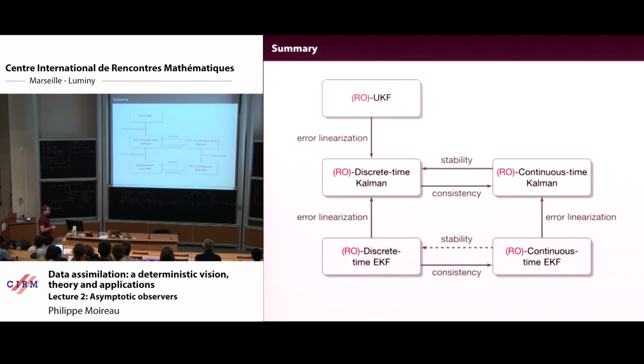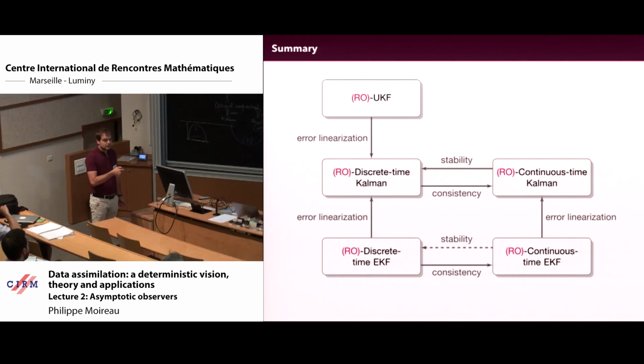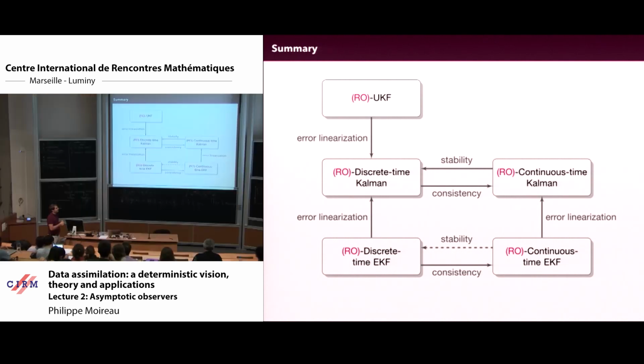So if this guy converges, this guy will converge. Okay, no, I rephrase. If you can prove by error linearization that this guy converges, then this guy will also converge. Okay? So it's a way to justify this UKF.